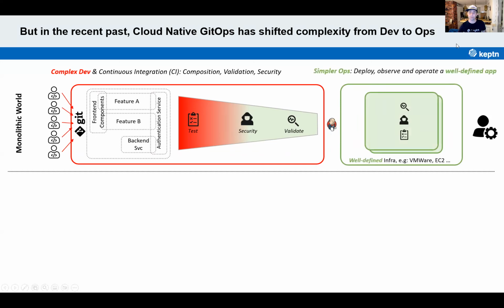And operations then, I call it simple. I know it was not simple, but the days back then were simpler because they could deploy, observe, and operate a well-defined app that came out, because the complexity of what the app is was all in the monolithic repository. Also, there was more well-defined infrastructure, a VMware instance and EC2 and so on.